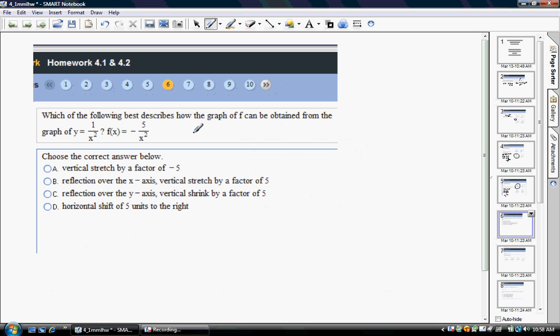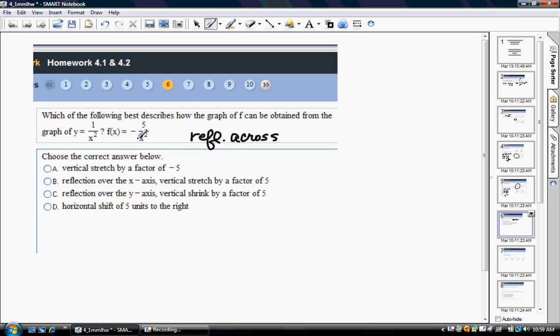Number 6 says, which of the following best describes how the graph of f can be obtained from the graph of y equals 1 over x squared? So f of x is negative 5 over x squared. So remember that the negative 5 implies that there is a reflection across which axis? Do you remember?